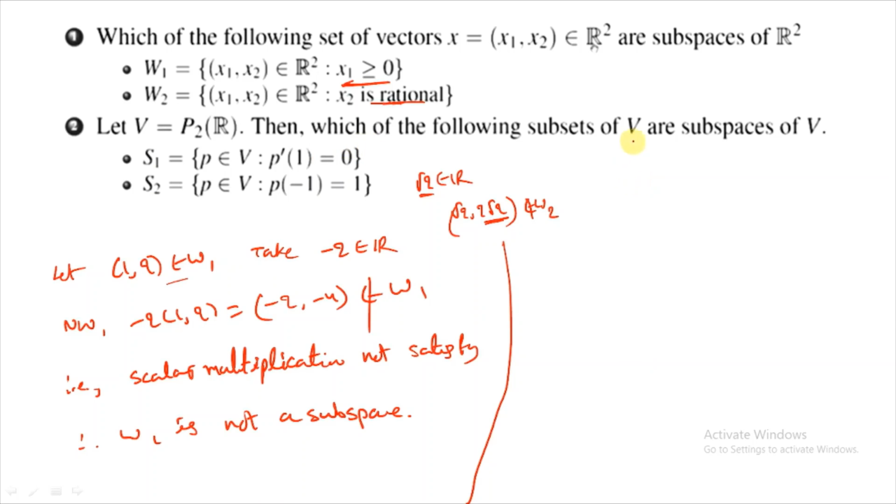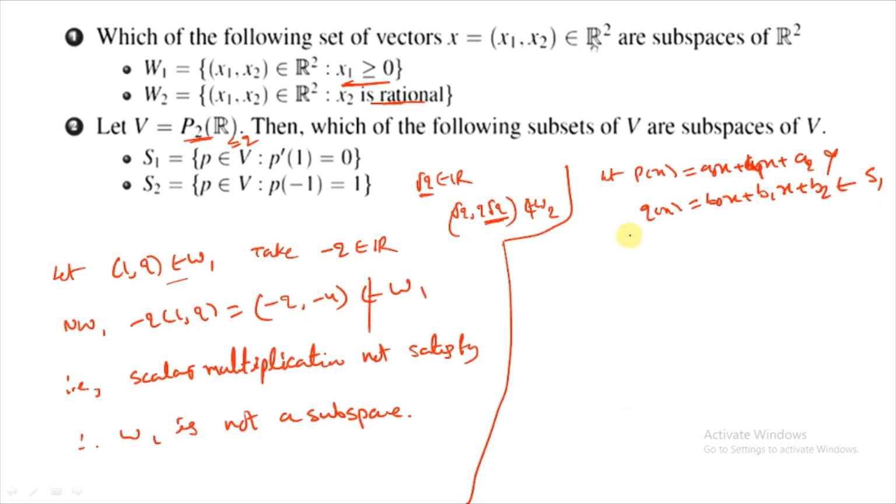Then which of the following subsets of V are subspaces of V? Given S1, S2, which one is a subspace? Now S1 and S2. Let P2(R) be, as you already know, the set of all polynomials whose degree is less than or equal to 2. Let P(x) be A0 x squared plus A1 x plus A2, and Q(x) equal to B0 x squared plus B1 x plus B2, belonging to S1.